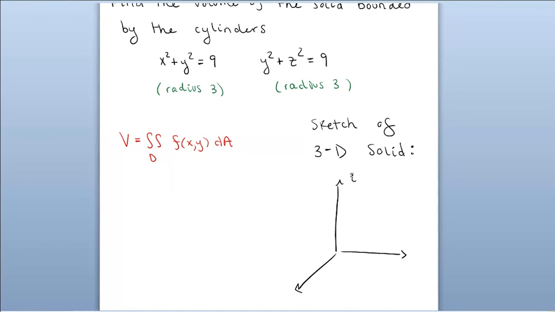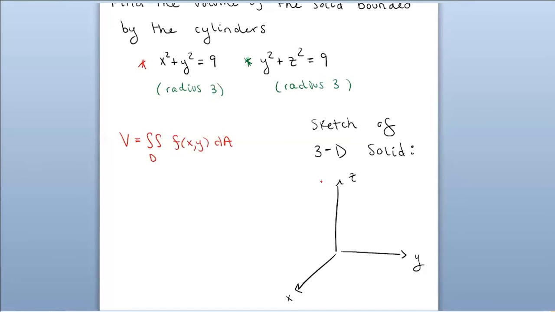Here's my z-axis, my x-axis, and my y-axis. Hopefully you don't mind the way I've labeled it. Sometimes people switch the x and the y, I think. But this is just the way I do it. So let me go ahead and sketch these cylinders. I'll let this one be red, and I'll let this one be green.